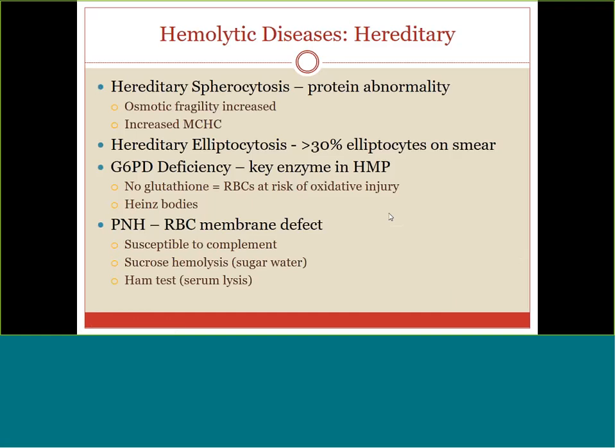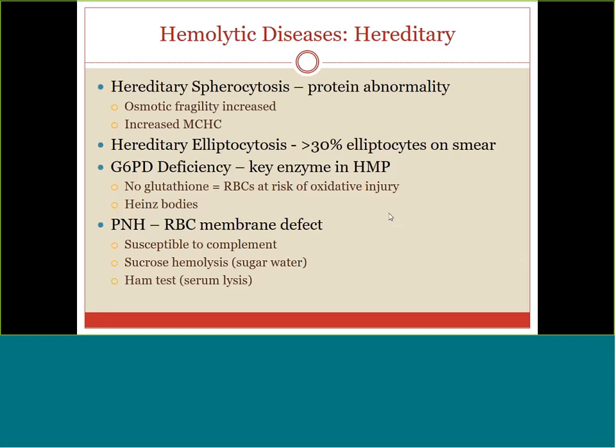A key finding in G6PD deficiency is Heinz bodies. Those are the little inclusions that are made of denatured hemoglobin. So you'll get these little hemoglobin inclusions inside there. That's a key sign of G6PD deficiency. Again, in order to see the Heinz bodies, you have to use a supravital stain. You cannot see them on a normal Wright stain, so keep that in mind.